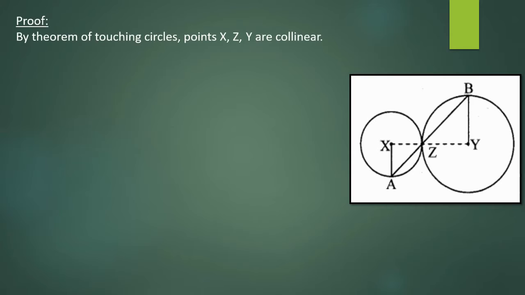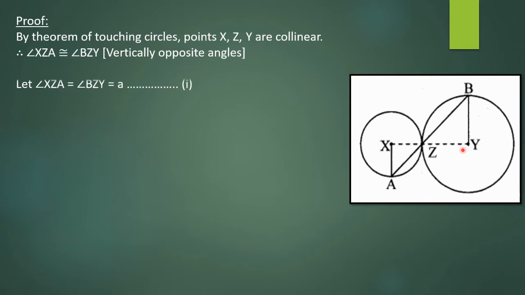Let us start with the proof. By theorem of touching circles, we know that points X, Z and Y are collinear. Therefore angle XZA will be congruent to angle BZY as they are vertically opposite to each other, and we know that vertically opposite angles are congruent. So we'll assume that angle XZA and angle BZY are some unknown angle A. So angle XZA equals angle BZY equals A, and we'll call that equation 1.